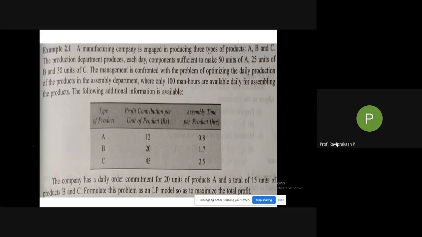Before this, let x1 be the number of products of A, x2 the number of products of B, and x3 the number of products of C. The objective function will contain products A, B, and C. Here instead of x1 and x2, we are getting x1, x2, and x3. Remember this. This is the hint that is being given to you.